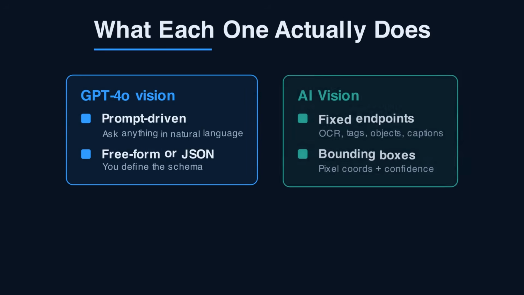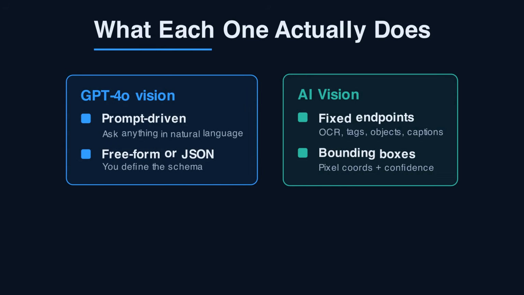GPT-4o Vision takes an image plus your prompt and reasons about it in natural language. You can ask open-ended questions. Describe this chart. Is this invoice missing a total? What's unusual in this X-ray layout? It returns free-form text or structured JSON you define.